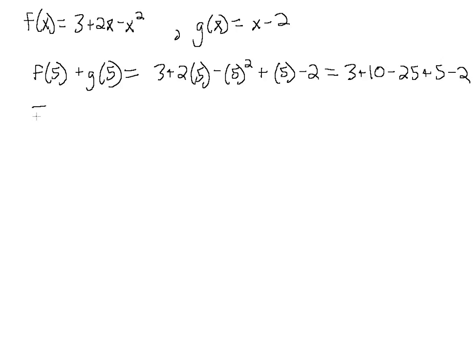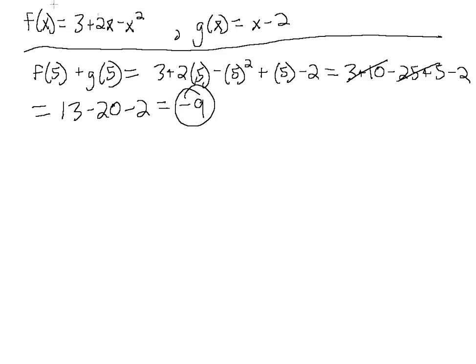And all we do is just simply combine like terms. So we have 3 plus 10 is 13, minus 25, and plus 5 is minus 20. And we have a minus 2 on the end. 13 minus 20 is minus 7. Minus 7 and minus 2 is minus 9. So we can say that f of 5 plus g of 5 equals minus 9, given these two functions. All right, so far so good.